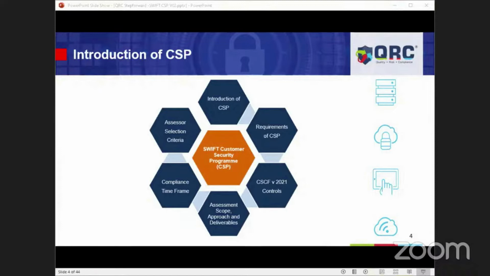So that too, after certain breaches happened a couple of years back, SWIFT became very, very stringent about improving the security within SWIFT users, the institutions. So that's how we are talking about the Customer Security Program. This was introduced by SWIFT.